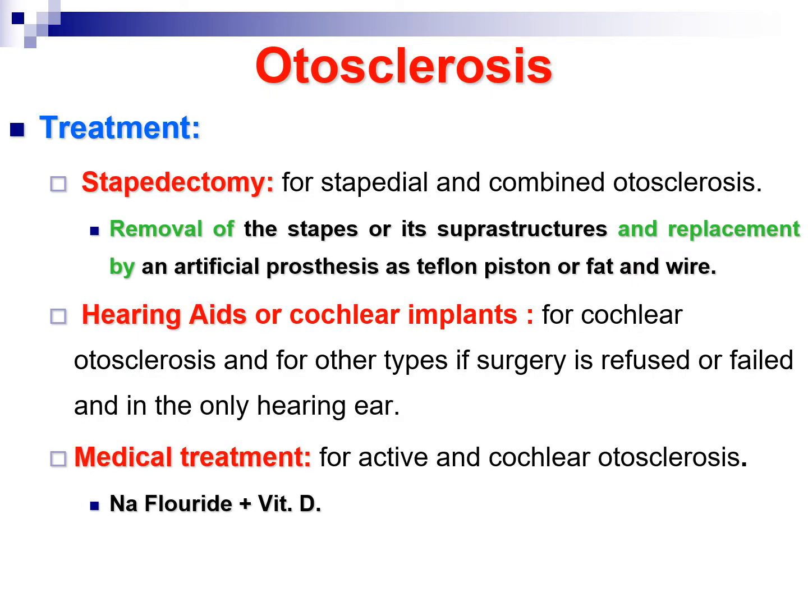When it comes to treatment, there are main lines of treatment for otosclerosis. The first line is stapedectomy, the preferred option for stapedial and combined otosclerosis, in which we remove the stapes head, neck, and two crura, create a hole through the stapes footplate, and put in an artificial prosthesis such as a Teflon piston or fat and wire to replace the immobile stapes. The second option is hearing aids or cochlear implant, which is the preferred option for cochlear otosclerosis and other types of otosclerosis.